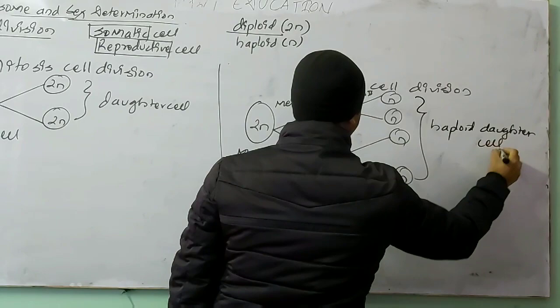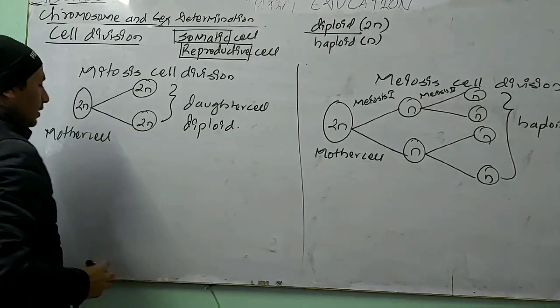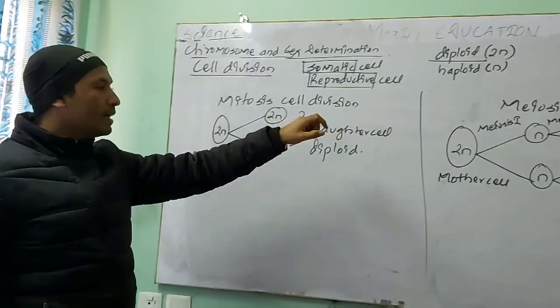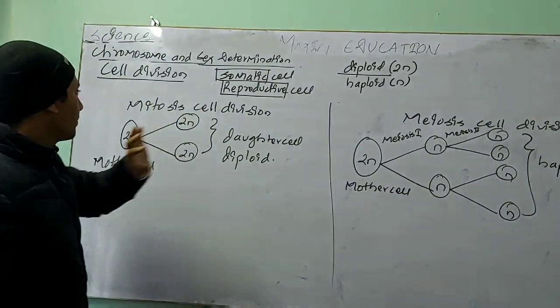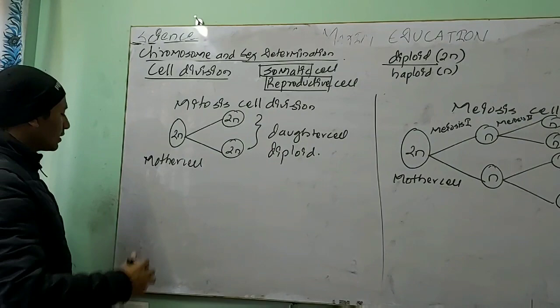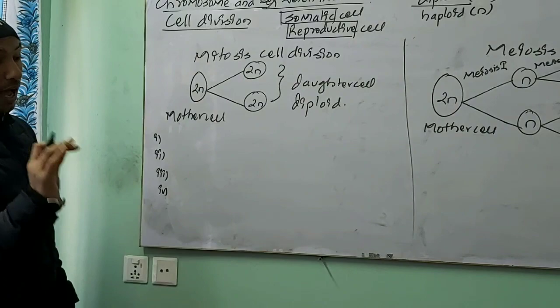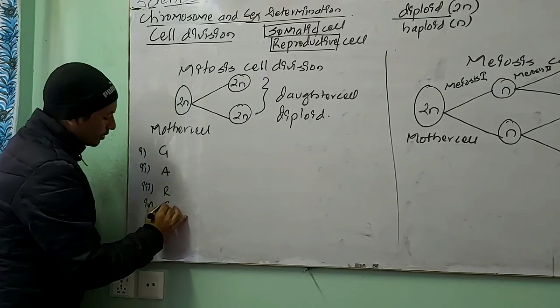Mitosis cell division occurs in somatic cells, and meiosis cell division occurs in reproductive cells. As mitosis cell division occurs in somatic cells, there are certain significances carried out by mitosis cell division. In short, I will be writing it as G-A-R-G.